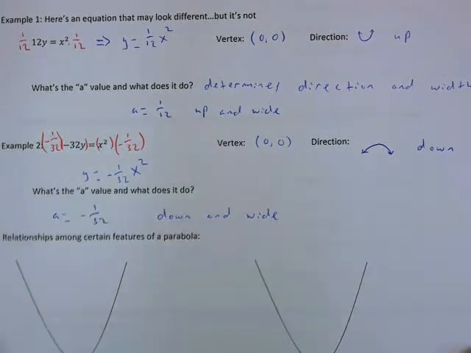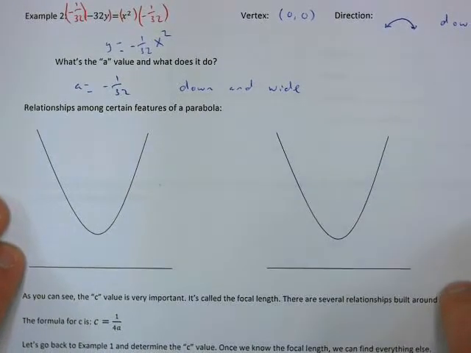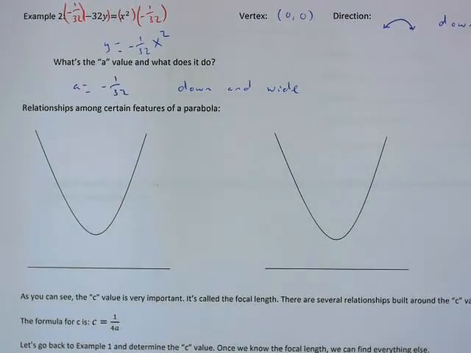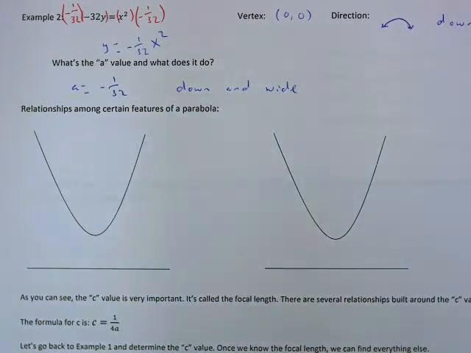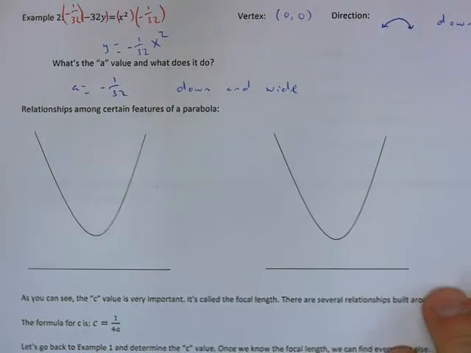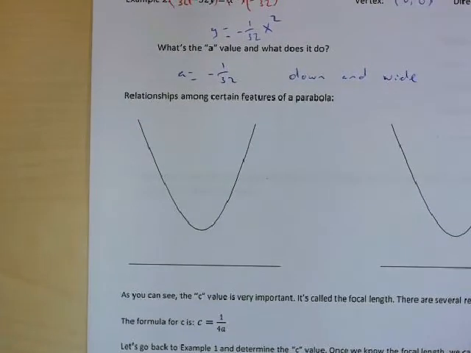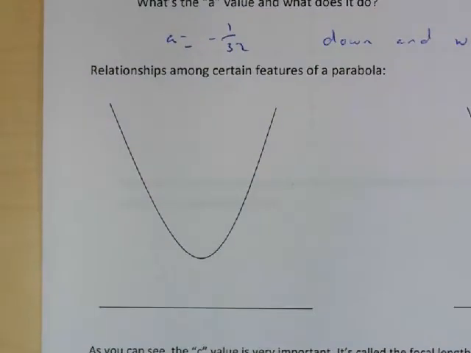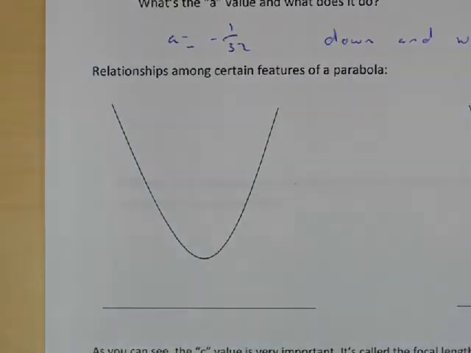All right, so next, let's get on to the stuff that is going to be new to us today. Relationships among certain features of a parabola. Okay, now we're going to be looking at one of these graphs at a time. Let me zoom in so we can see a little bit better. All right, so what is a parabola? This unit's about parabolas and circles. Let's ask a simpler question.